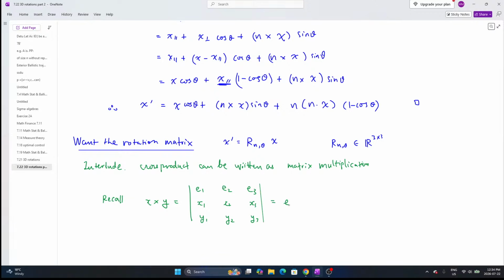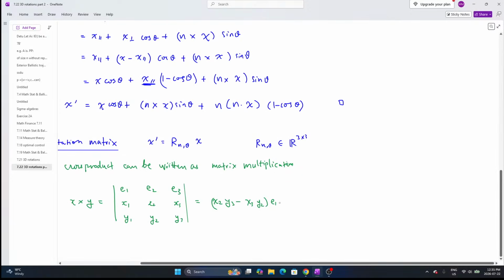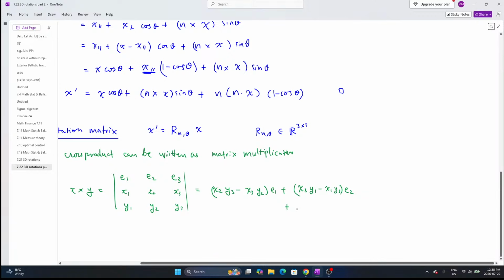Simply, you get (X2 Y3 minus X3 Y2) E1 plus (X3 Y1 minus X1 Y3) E2. And finally, (X1 Y2 minus X2 Y1) E3.